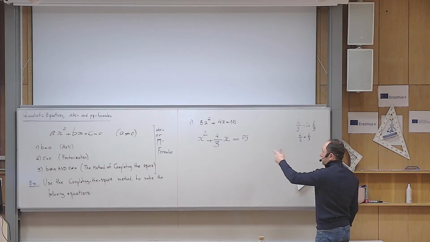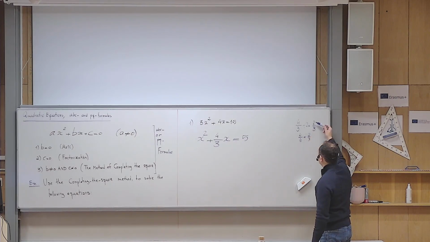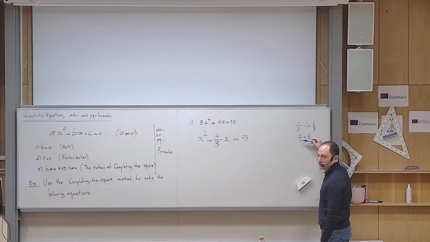What Lennon said is that 4 over 6 can be simplified to 2 over 3. Because we are not allowed to use the calculator in this part, it really matters if you work with 2/3 or 4 over 6. Okay, so I would prefer to divide by 2 and write it this way in my head, but this is not the answer. What is the answer?